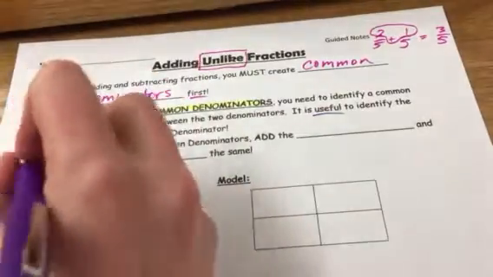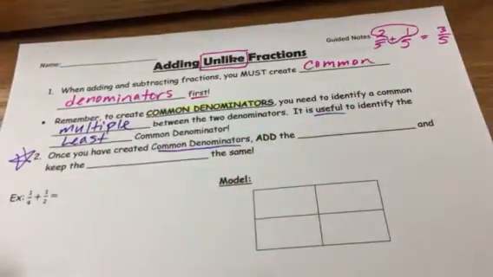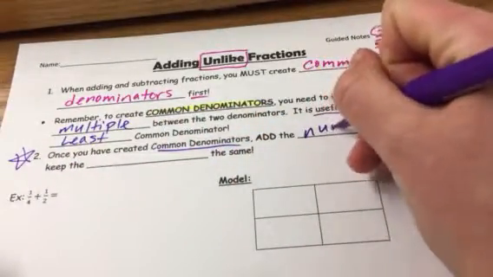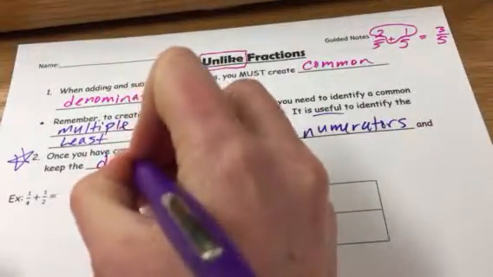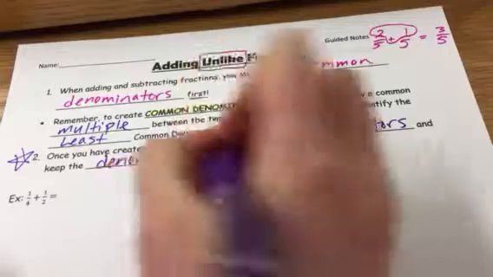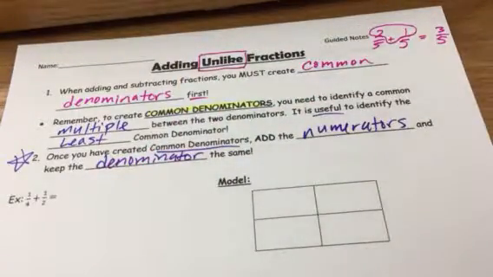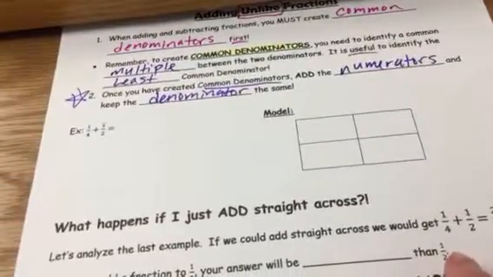So once you've created your common denominators, you've got the green light to go ahead and just add those numerators up, and you keep the denominator the same. So you're just going to add those numerators and keep the denominator the same. So let's take a look at a fairly simple example.